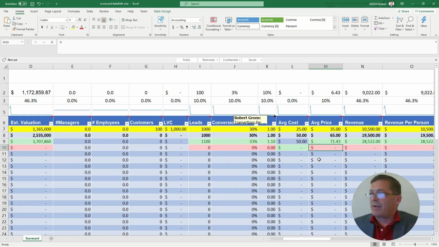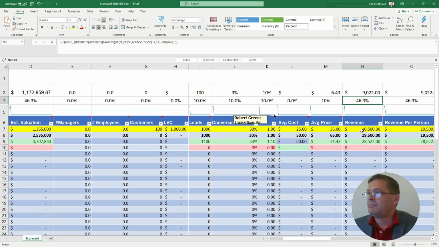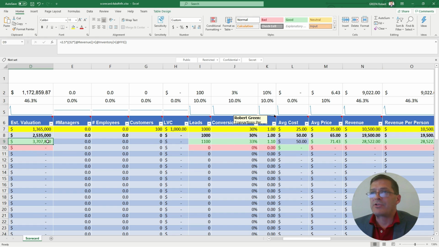Again, all the right numbers start changing. We see our gross revenue increase to $28,522. That is a huge improvement. That's a 46% improvement over where we started. Okay, that's a $9,000 improvement. If we look at our total valuation, it has gone up 46%. That's 1.172 million more than where it was when we started. But we're not done yet.